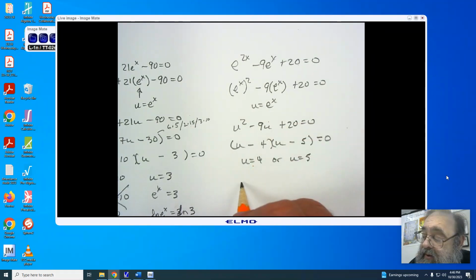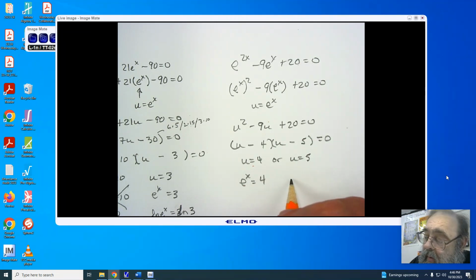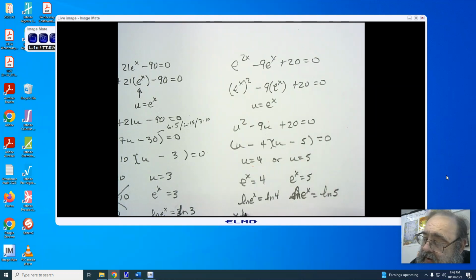And by back substituting e to the x, we get e to the x equals 4 or e to the x is equal to 5. Exponentiating, I get natural log of 4, natural log of 5. X moves in front, and the natural log of e is really 1. And I end up with x equaling the natural log of 4 and x equaling the natural log of 5. And these are my solutions.